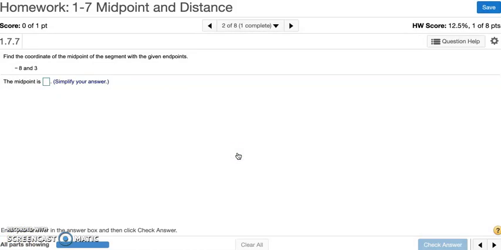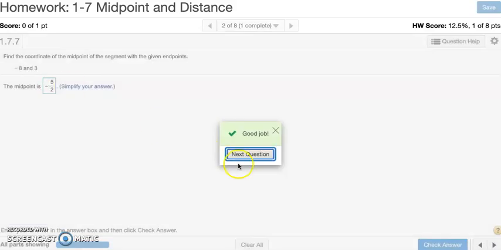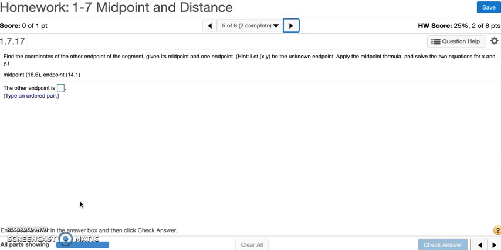Number 2, find the coordinate of the midpoint of the segment with the given endpoints. All you do is add those two up and divide by 2. -8 plus 3 is -5 divided by 2. Unless it says do a decimal, write it as a fraction, so -5 over 2. And there's number 2. Going to number 5.